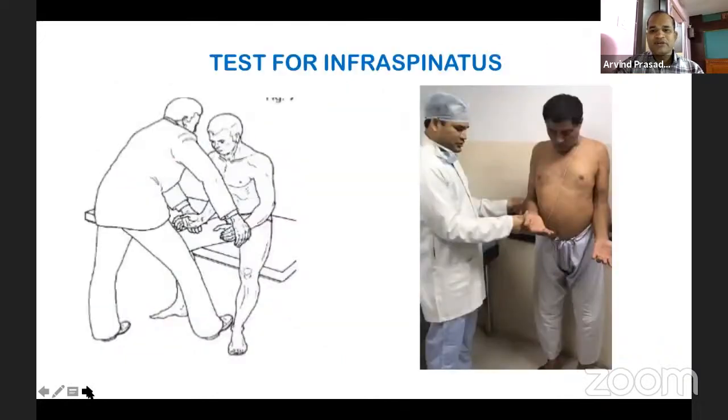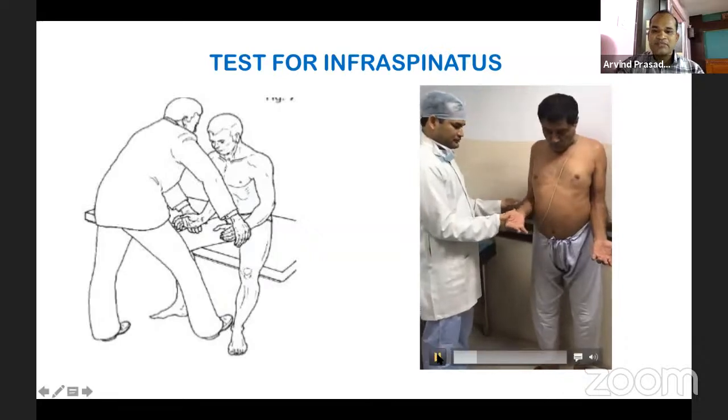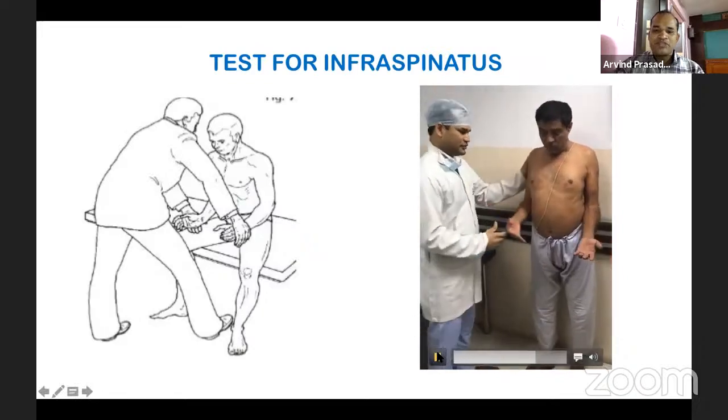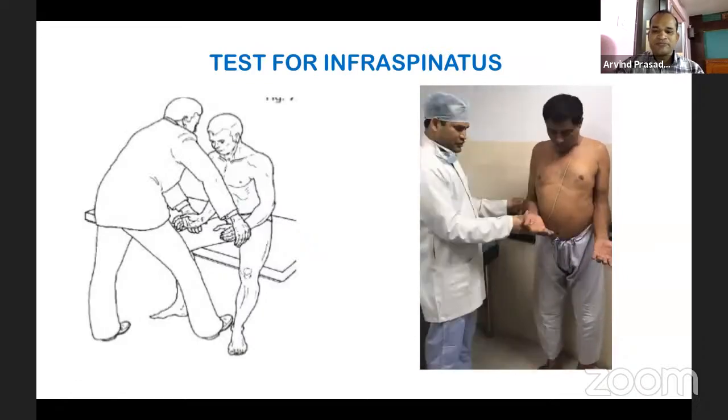Next test is for the infraspinatus, in which the arm is kept at the side of the body with the elbow in 90 degrees of flexion, and now the patient is asked to do the external rotation independently and also against the resistance. If the patient has difficulty doing this against the resistance, it means this test is positive. There is a problem with the infraspinatus also.